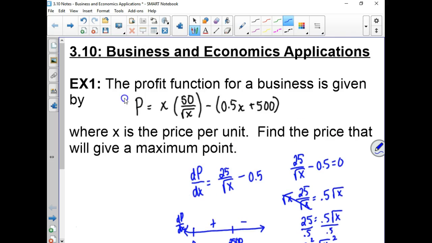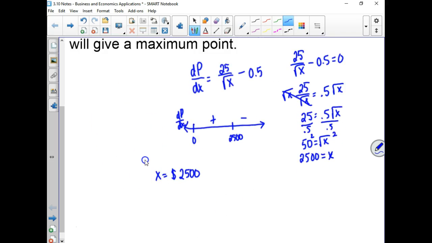Now, this is not the profit. This is how much you're selling each item for. So say it's some sort of fancy TV or computer or something. This is how much you're selling each one of those for.